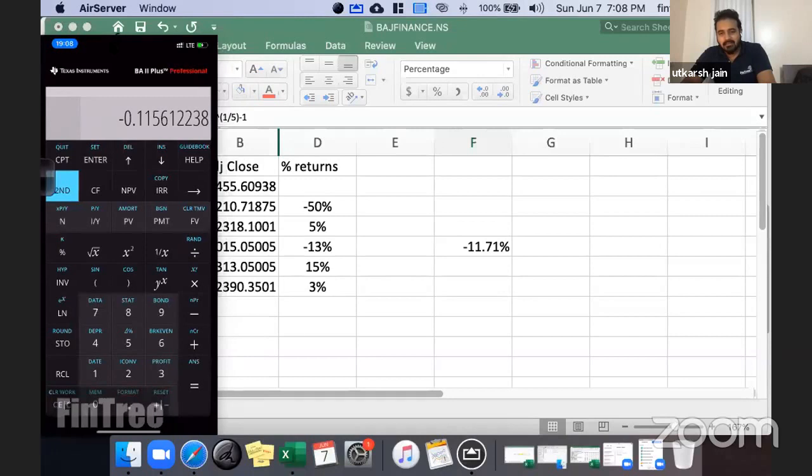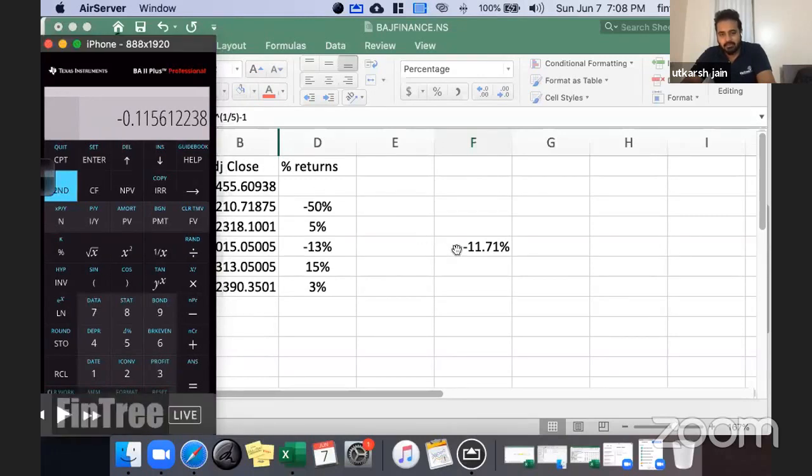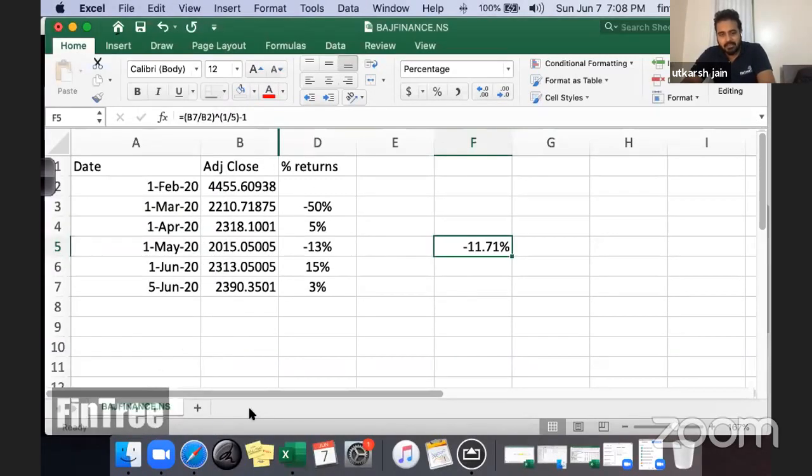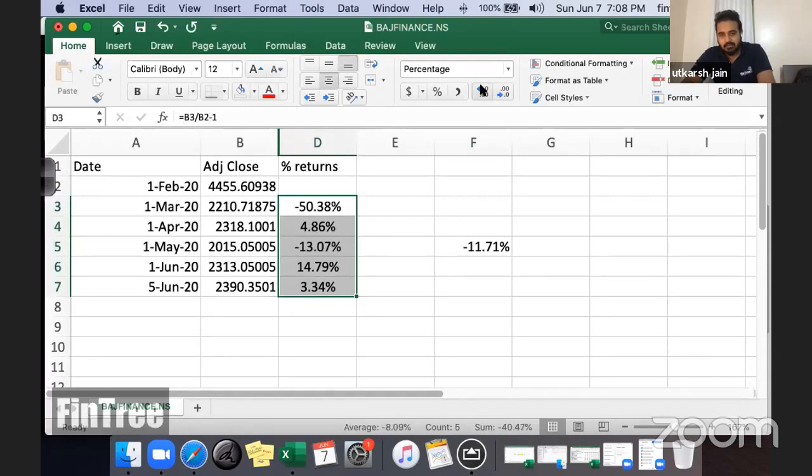I think the answers are slightly different because of decimals. This is a more precise answer. The calculator is not precise because these numbers have some decimals here. So if I change this, the answer might change a little bit, but that's okay. We get the idea.